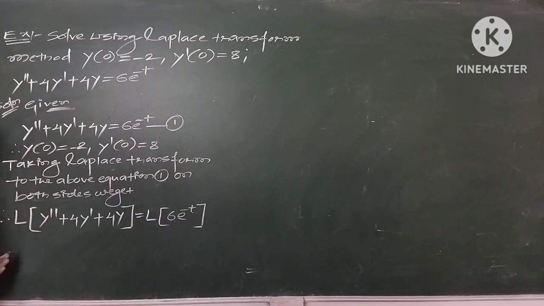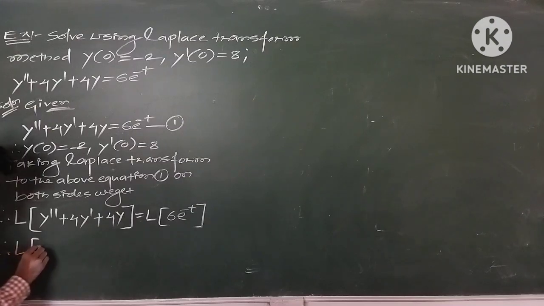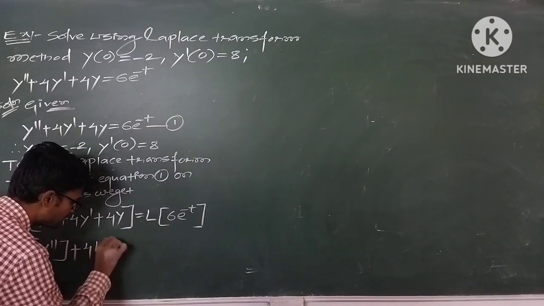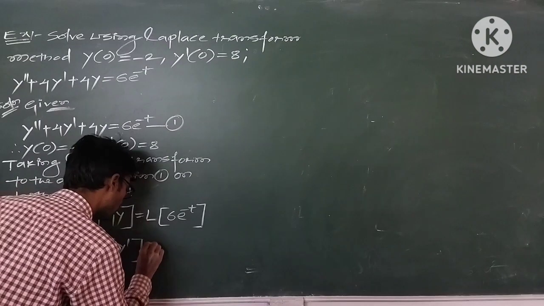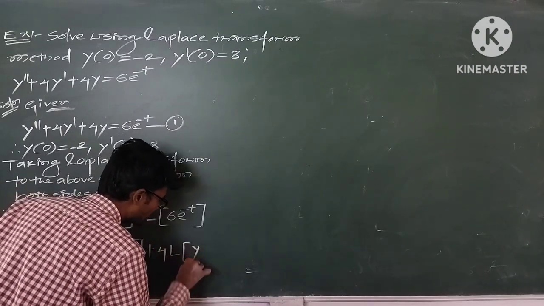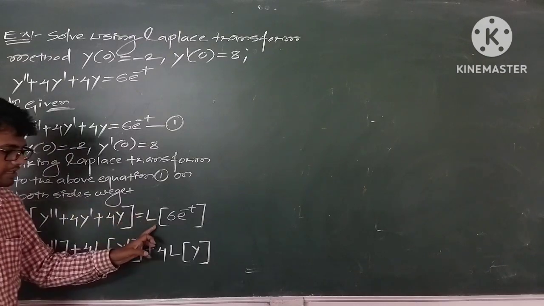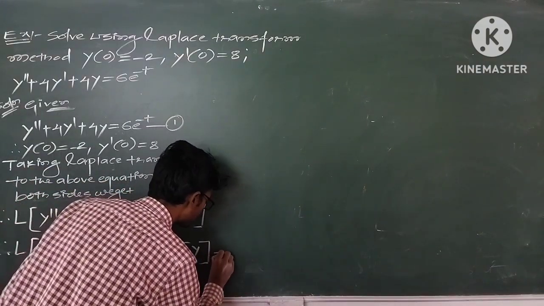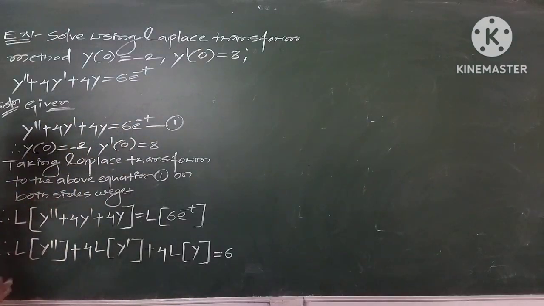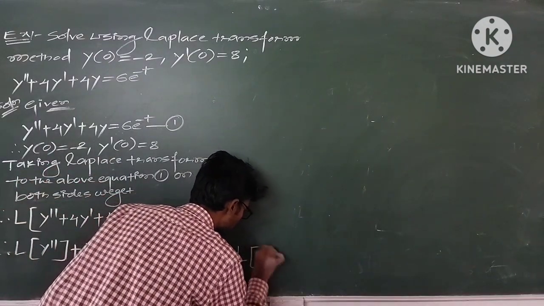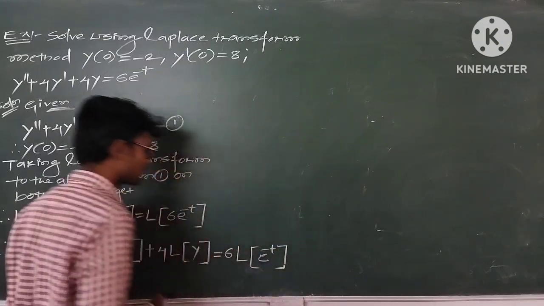So now see, I split this one. So therefore I will write Laplace transform of y double dash plus 4 constant, you keep outside, Laplace transform of y dash, plus 4 constant outside, Laplace transform of y, is equal to 6, constant you take outside, and after that you write Laplace transform of e raised to minus t. So these all things you remember.